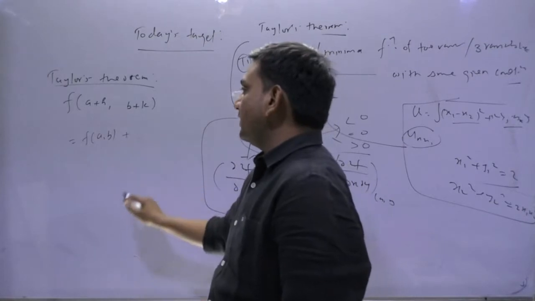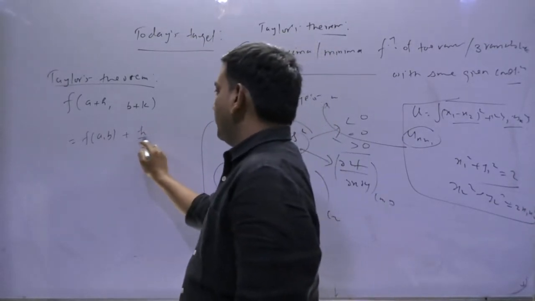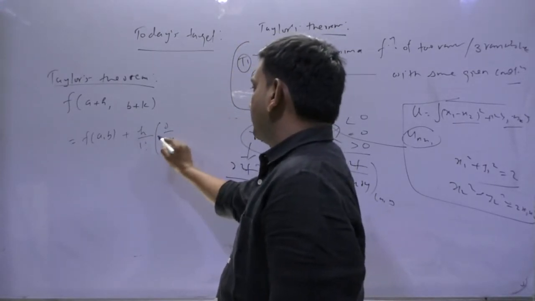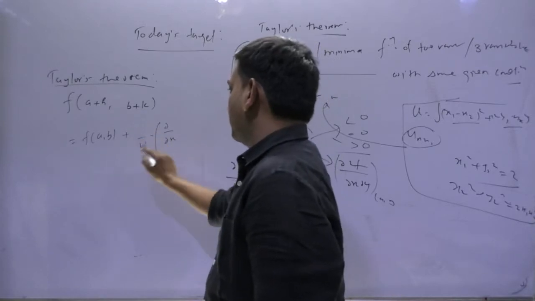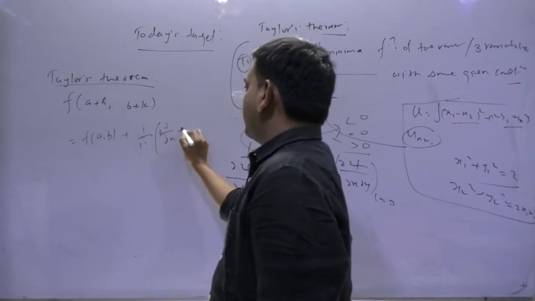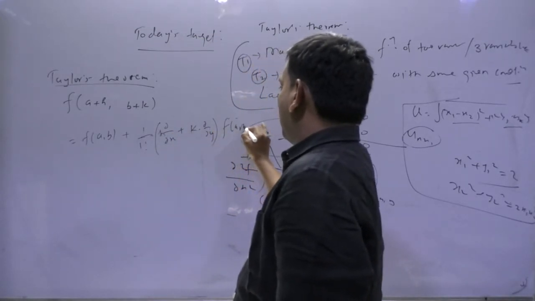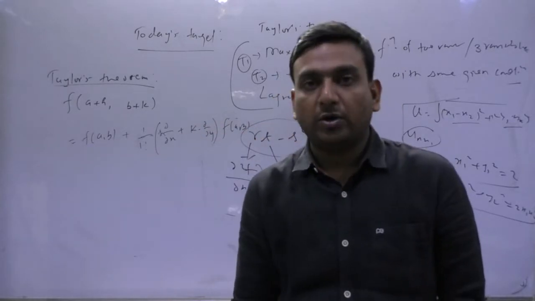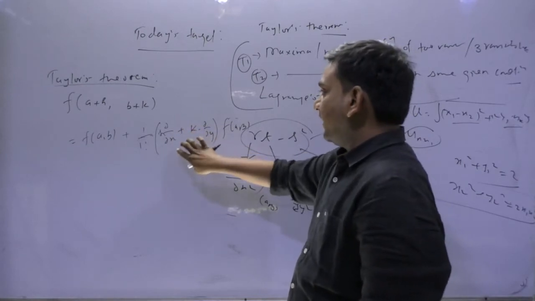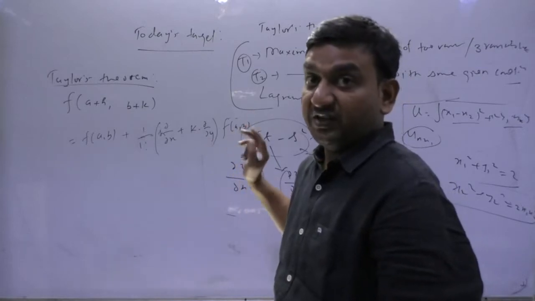So in the case of two variables, we will have the partial derivatives. It will come out as, please focus here, 1 upon factorial 1, 2 factorial and so on, h del over del x plus k del over del y of the function at the point a, b. Don't think of it as a derivative of a constant function. This is saying del f over del x at the point a, b. The representation is like this.